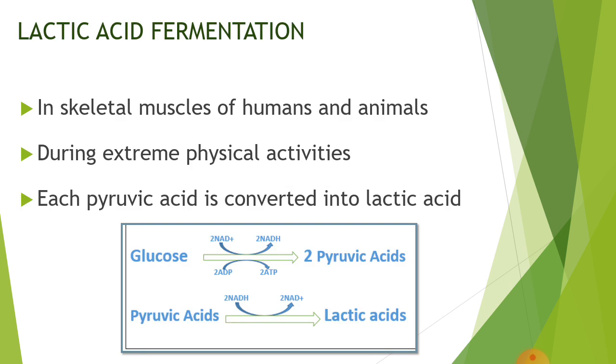Lactic acid fermentation occurs in skeletal muscles of humans and animals. We ourselves perform aerobic respiration mostly all the time. But if we are doing some strenuous exercise and working on some extreme activities, then the oxygen in our cells is consumed. At that point, our cells switch to anaerobic respiration. So lactic acid fermentation takes place. During extreme physical activities, each pyruvic acid is converted into lactic acid. It gives us a little bit of energy.